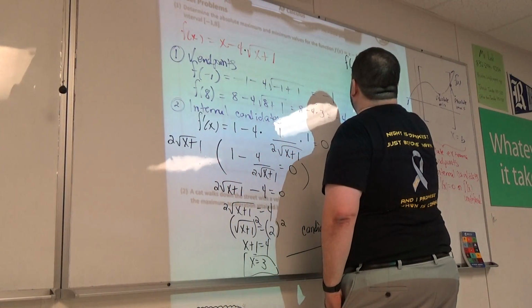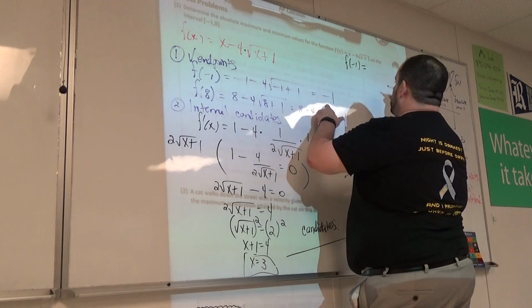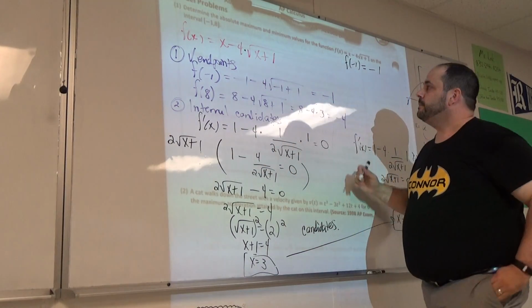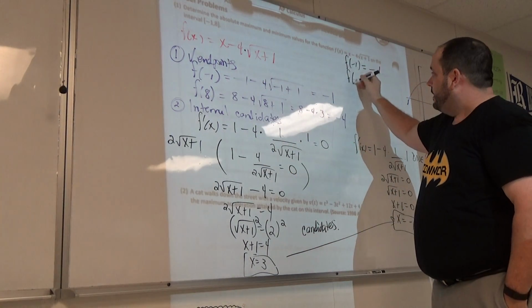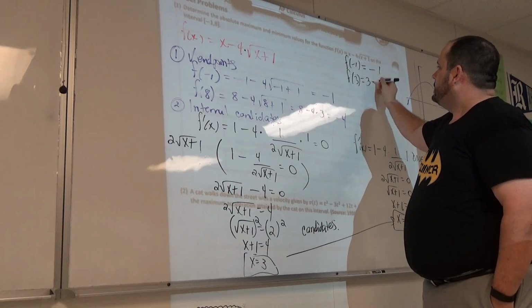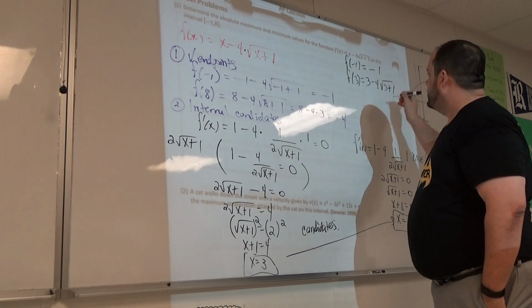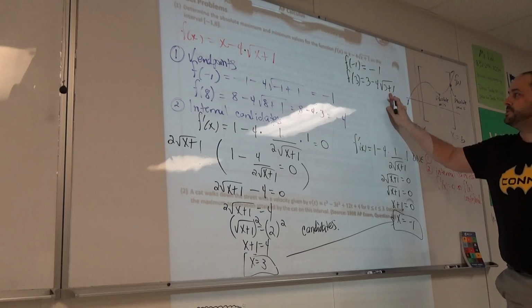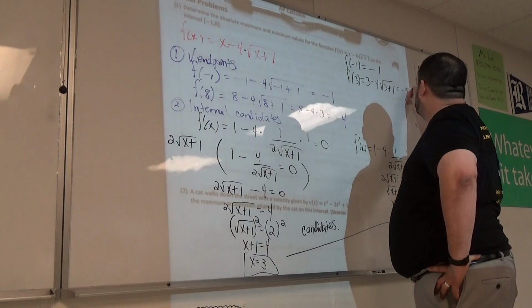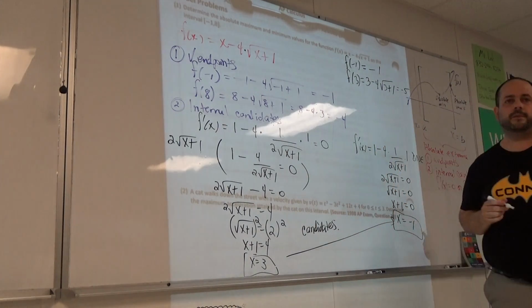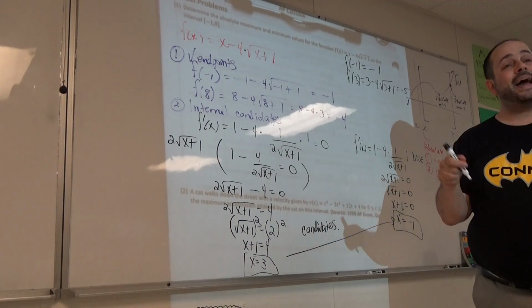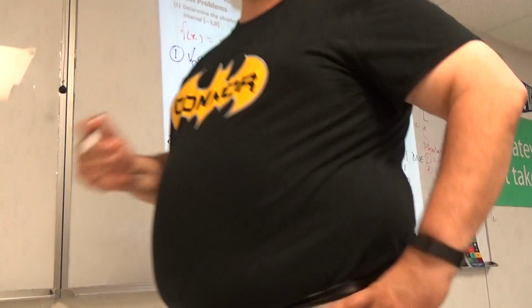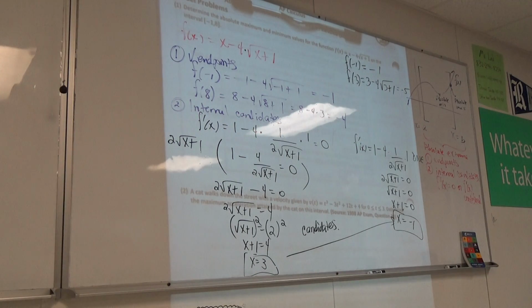So I'm going to find f of negative 1. Hey, I think we already did that, right? F of negative 1 is negative 1. And the other one, f of 3, is 3 minus 4 times the square root of 3 plus 1. 3 plus 1 is 4. Square root of 4 is 2. 4 times 2 is 8. Negative 5. Your absolute maximum will either be an endpoint or one of the internal candidates.